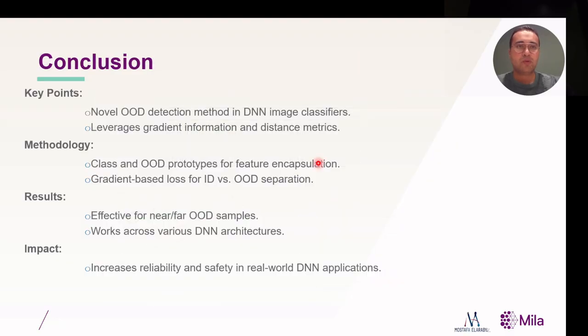So to conclude what we have explained so far, GROOD is a novel OOD detection method, and it leverages gradient information and distance metrics. In our methodology, we leverage the neural collapse property in terms of in-distribution prototype distances, and to have an OOD reference point, and we have a gradient-based loss that is able to disentangle in-distribution versus out-of-distribution. And in terms of results, it has been effective for near and far OOD samples and for different architectures. So it has an impact. It tries to increase the reliability and safety in real-world DNN applications.